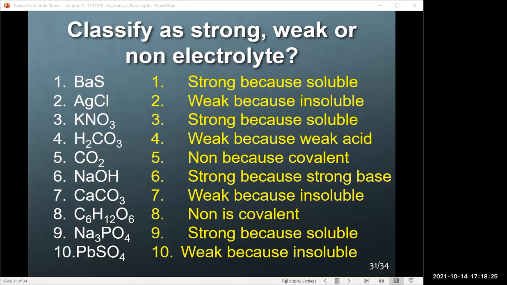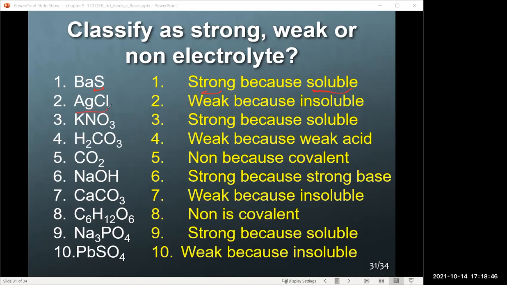Okay, so we have barium sulfide. What we have to do is go through the solubility table, and you'll see that the sulfide, barium sulfide, is soluble. Classified as soluble means that it is a strong electrolyte.